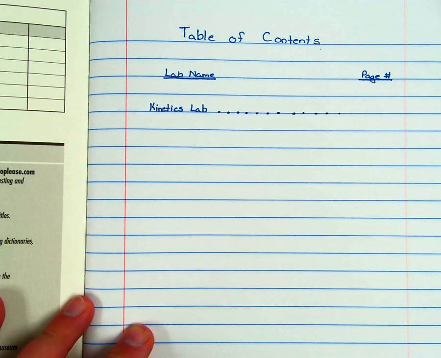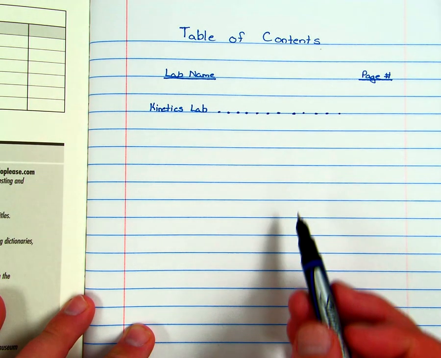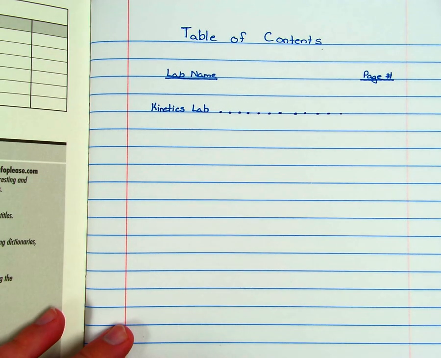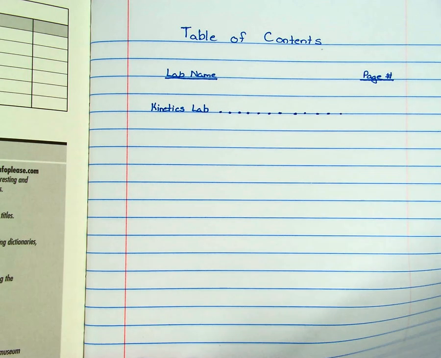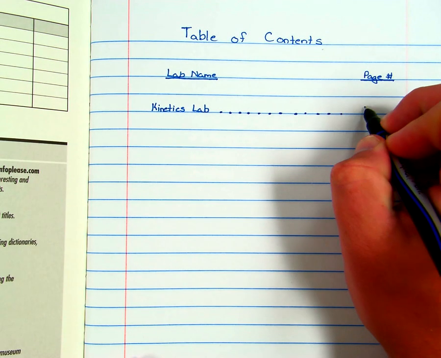I would recommend leaving 2 pages for your table of contents in case you fill this all up. So I'm actually going to start my kinetics lab. I'm going to start that on page 3 because I'm going to leave page 2 if I need it for a table of contents. Then I'll go over to page 3, and this is where I'll start.